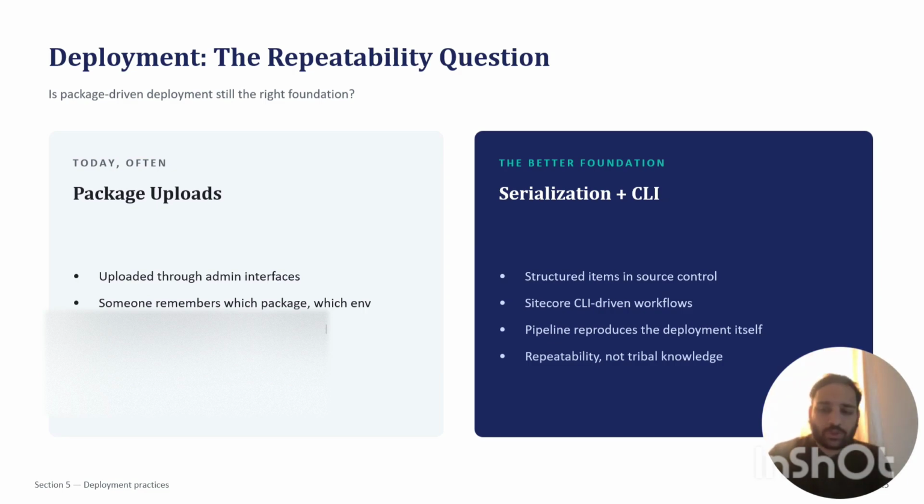A deployment should be something your pipeline can reproduce on its own, not something that only works because Dave remembers which package where and in what order. If that's your situation, you have found technical debt bigger than the version number. Use the 10.5 upgrade as an excuse to finally deal with it.